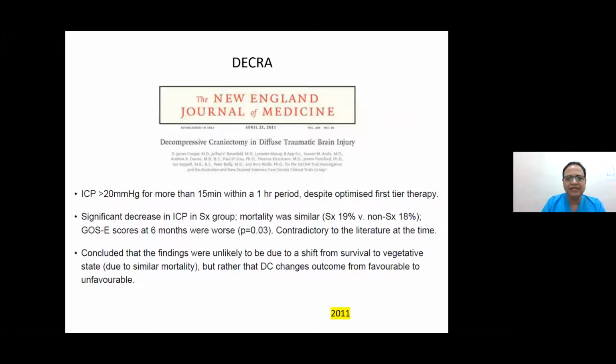In 2011, there was a trial which was published, the DECRA trial, where they said that in people who had ICP of more than 20 mm, whether they were treated medically or surgically with decompressive craniotomy, their mortality was similar. Surgery had 19% and non-surgery 18%. So this did not actually have any benefit of reducing mortality. Rather, they increased the number of vegetative state patients. So they say that it is unfavorable to do a decompressive craniotomy.